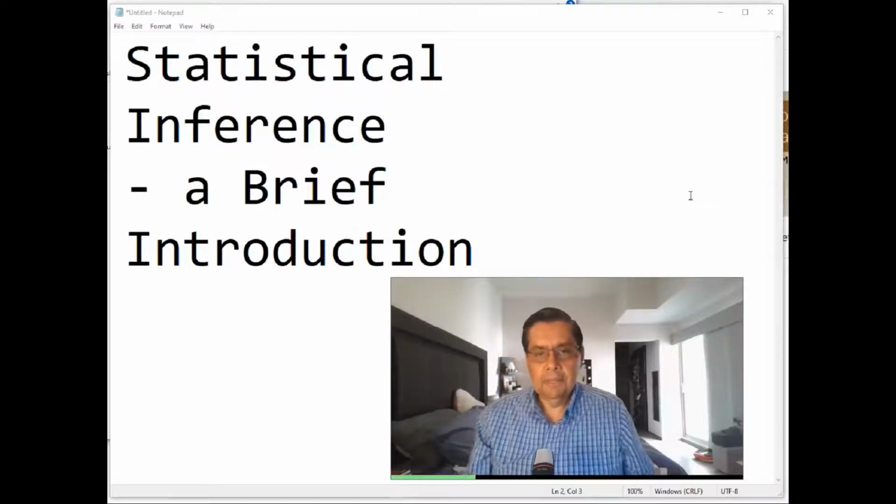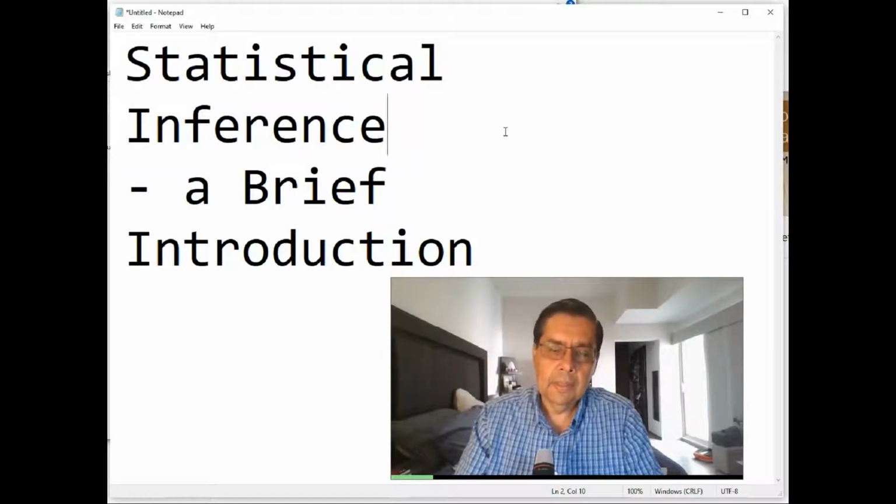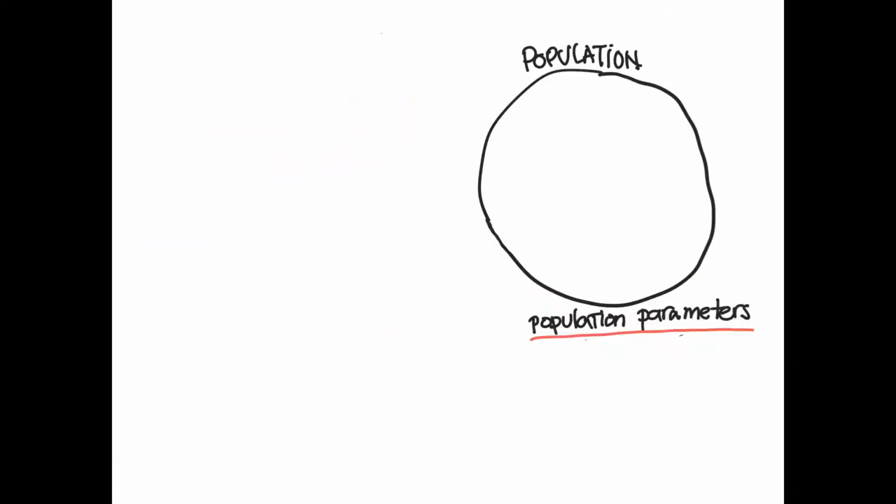This video presents a brief introduction to the ideas of statistical inference and how to get information from a sample into a population of data. However, we don't have access to the entire population in most cases. The population is described by population parameters, which include the mean value mu and the variance sigma squared, where sigma is the standard deviation.